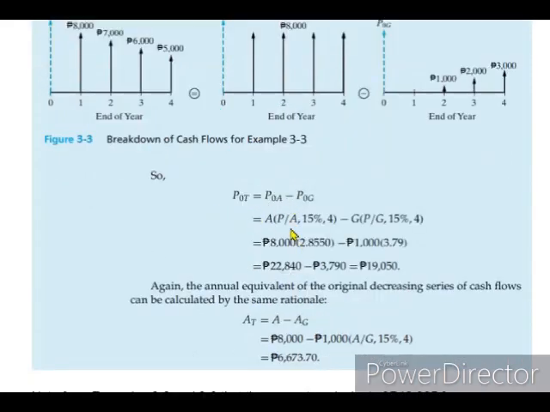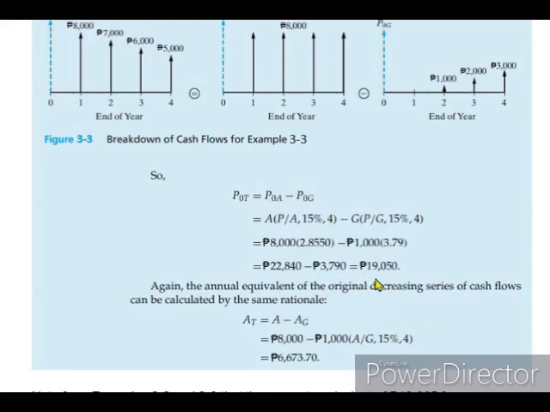So P sub 0T is equal to P sub 0A minus P sub 0G, the gradient part. Here the A is given, so look at the appendix, minus the given G. The G here is 1,000, because the interval between them is 1,000. Look at the appendix, then evaluate.